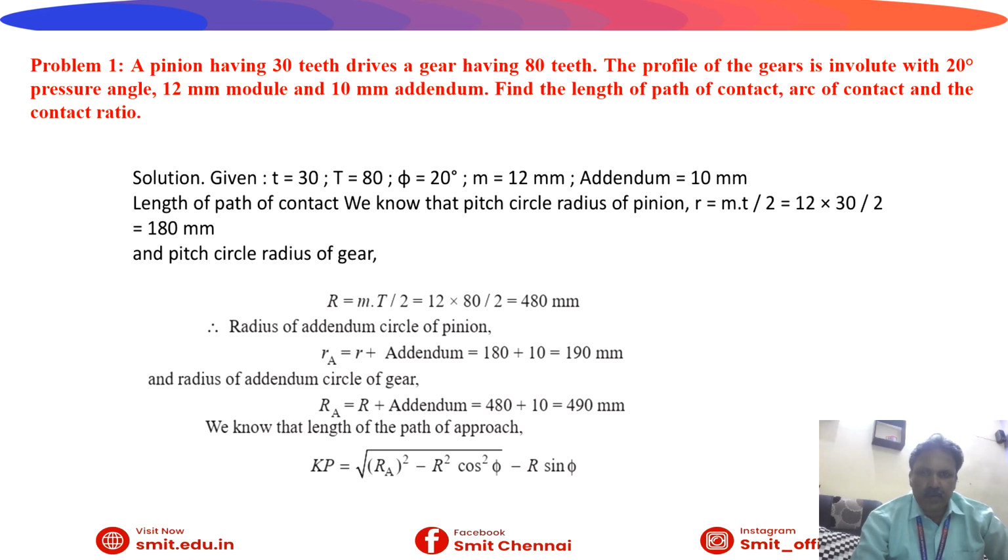80 teeth having a bigger diameter. The profile of the gear is involute with 20-degree pressure angle, 12 mm module and 10 mm addendum. Find the length of path of contact, arc of contact, and the contact ratio.